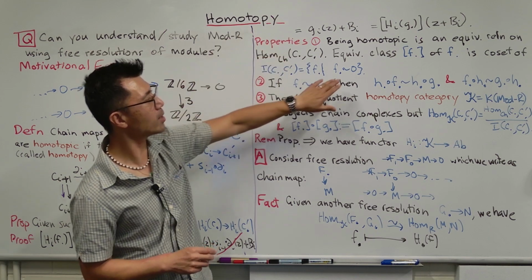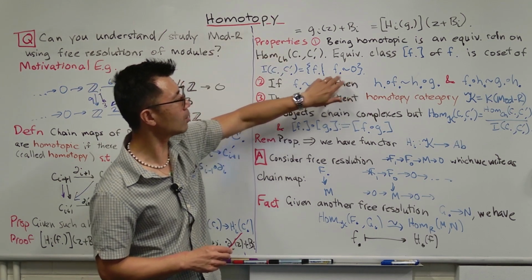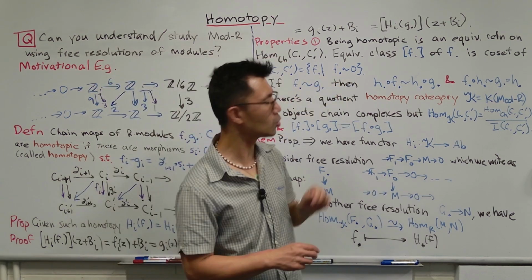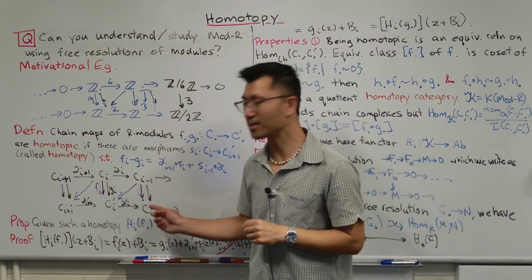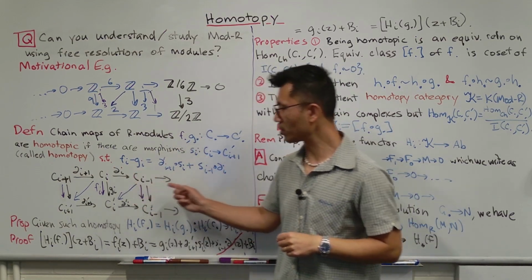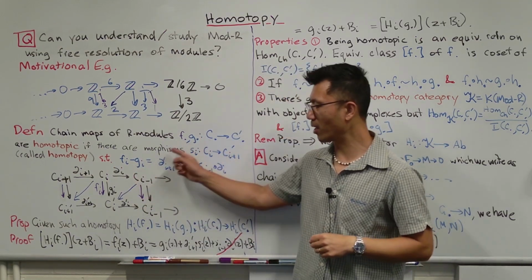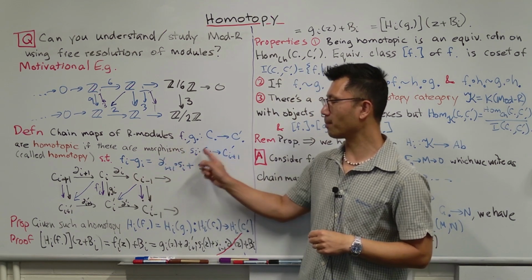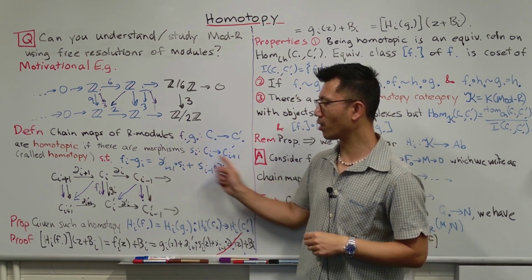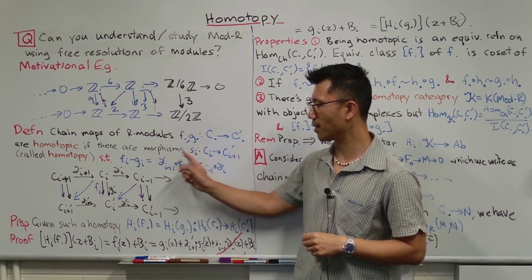And so the ones which are homotopically trivial, in other words, homotopic to 0, that forms a subgroup. And of course, if they differ by that subgroup, so basically they're all the elements of this form for some homotopy S_i. All the things of this form for some homotopy S_i.